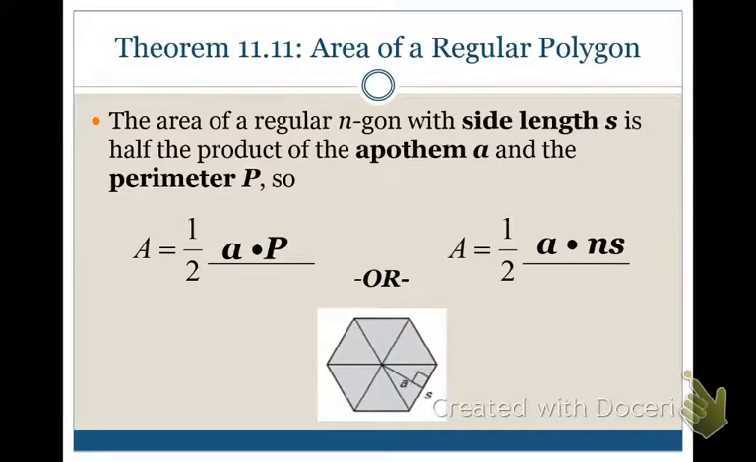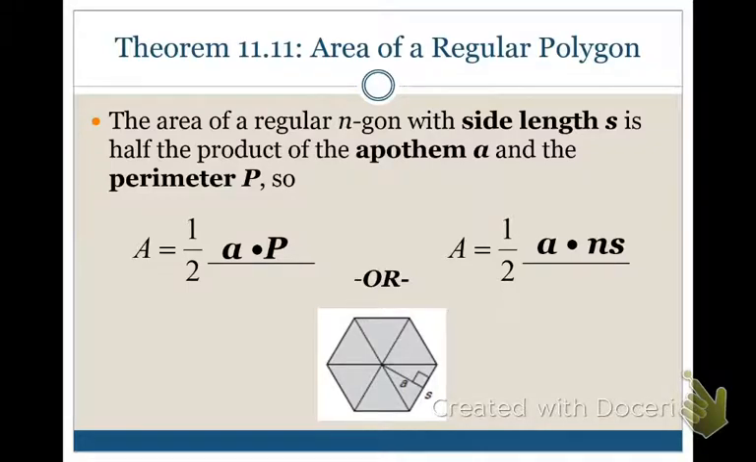Area of a regular polygon. The area of a regular n-gon with side S is half the product of the apothem and the perimeter. All right. So the area of a regular polygon, no matter how many sides, is 1/2 apothem times P, or more commonly you'll use this.